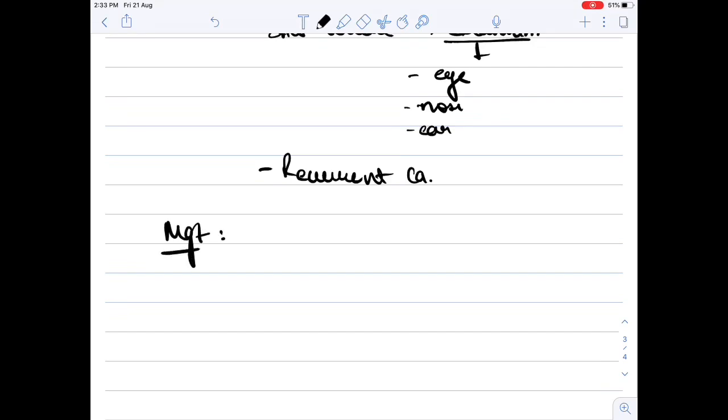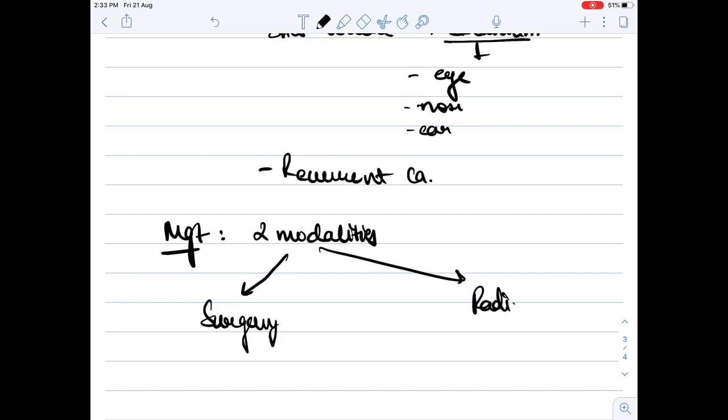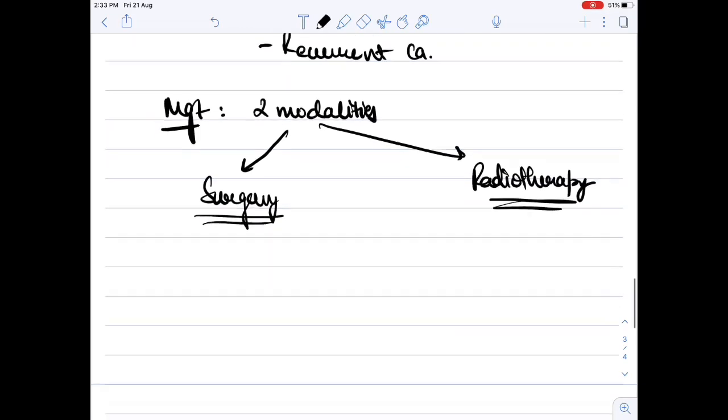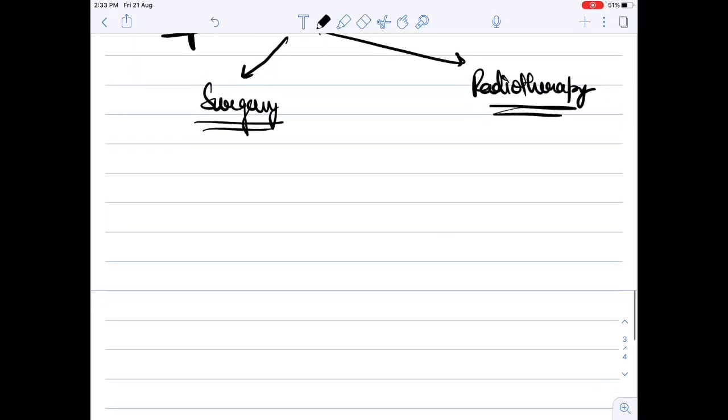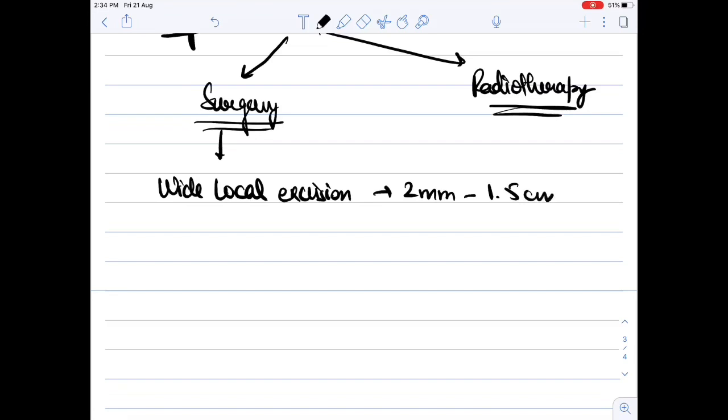Management of the disease includes two modalities, that is either we can go for surgery or we can go for radiotherapy. It has a good prognosis because it does not metastasize. It usually is a locally infiltrative growth, and in surgery we usually prefer a wide local excision with a margin of 2 millimeter to 1.5 centimeter. This is the usual margin that we take if we perform a surgery.